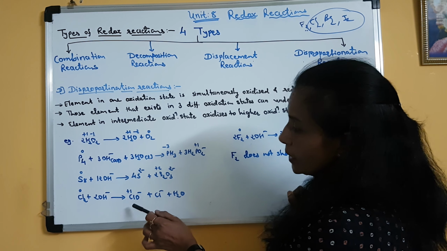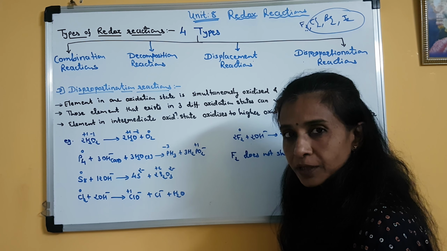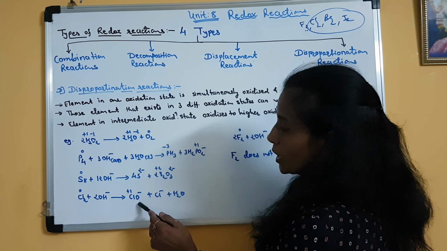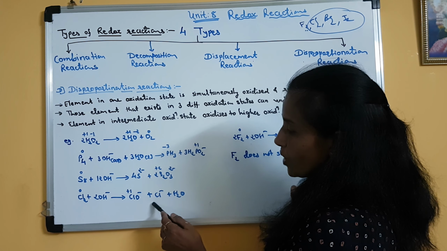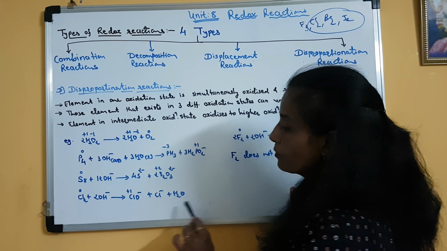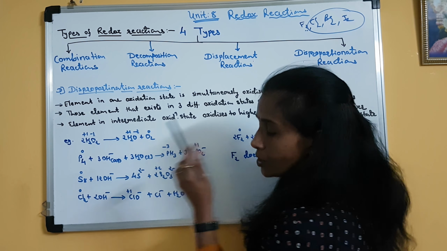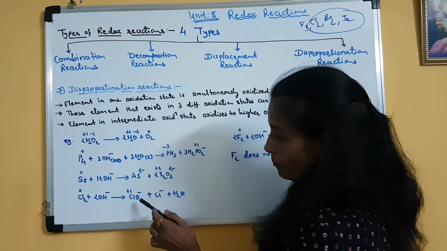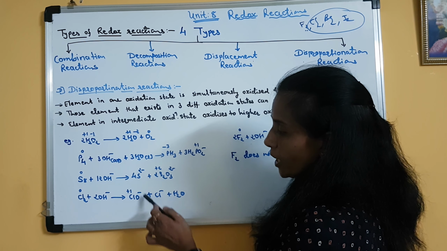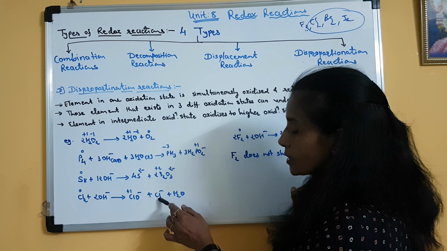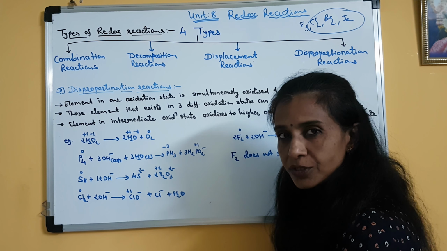Clear? Then the next example is of chlorine, dichlorine. It is a halogen. When it is reacted with alkali, it forms ClO- plus Cl- and water. We will focus on chlorine. Chlorine in dichlorine is in zero oxidation state. It is in elemental form. In the ClO- polyatomic ion, chlorine is in +1 oxidation state. And in the chloride ion, it is in -1 oxidation state.